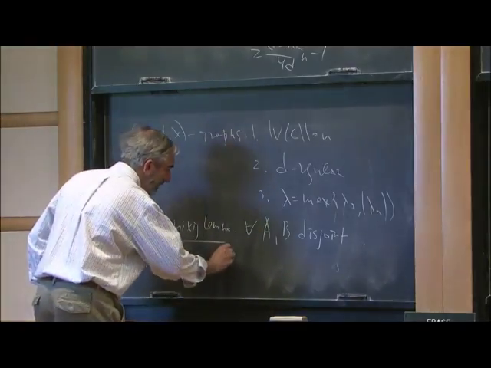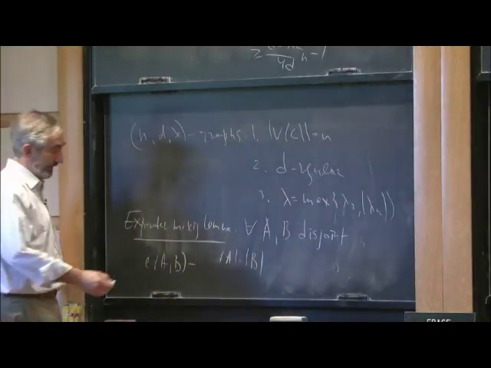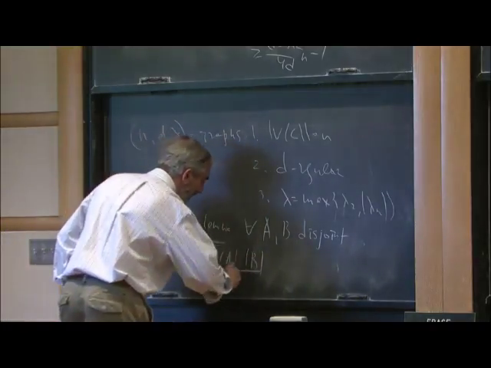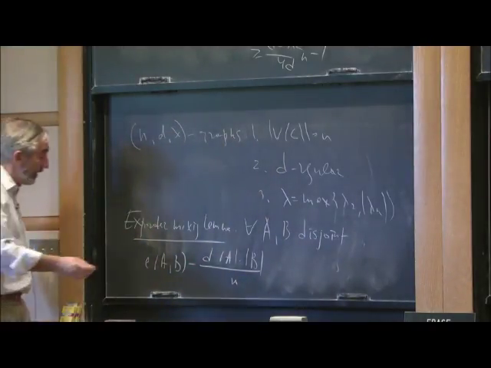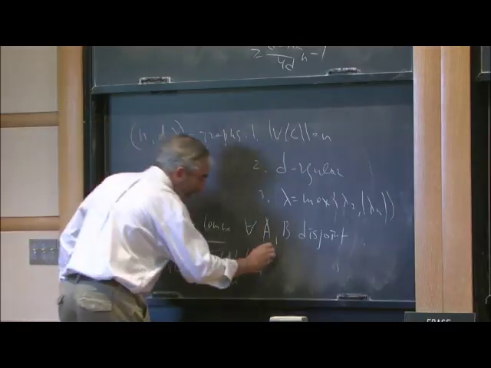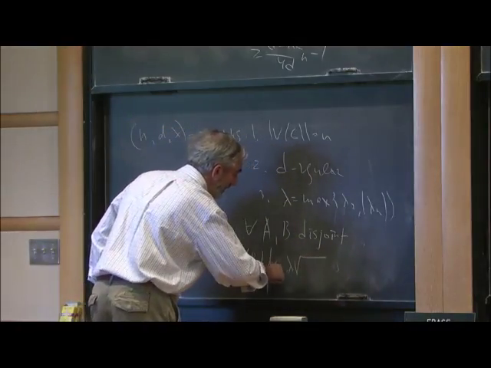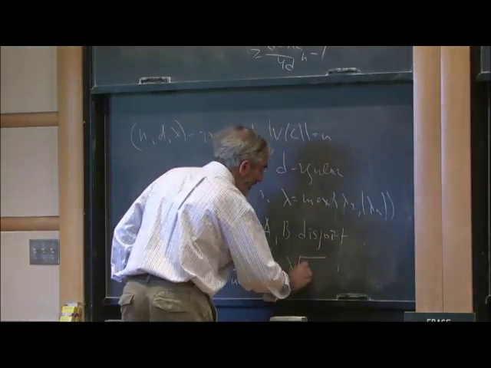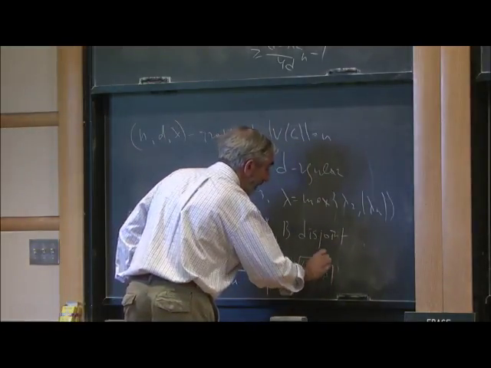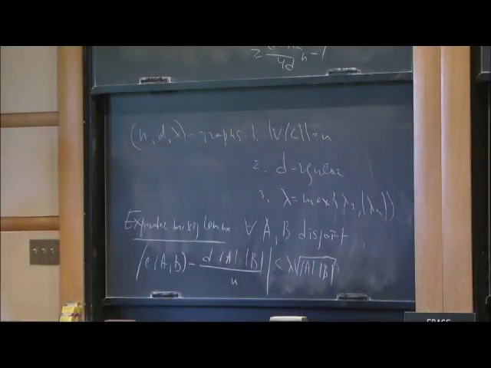Now, what do you expect? The number of pairs between A and B is |A| times |B|. The density of the graph is d over n, so that's your expected number of edges. It's perhaps not ideal, but you can still bound the deviation, and the bound is strictly less than lambda times the square root of |A| times |B|. That's a fairly standard and extremely applicable statement.